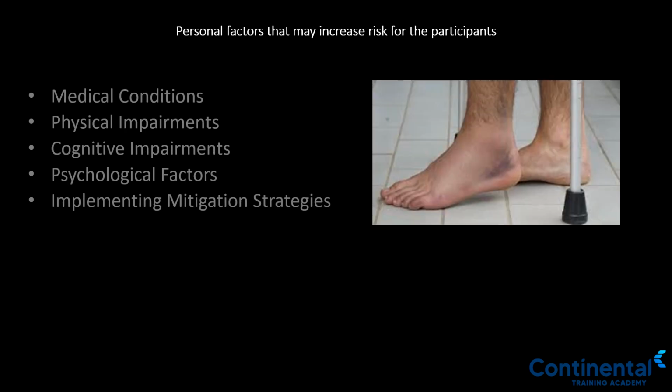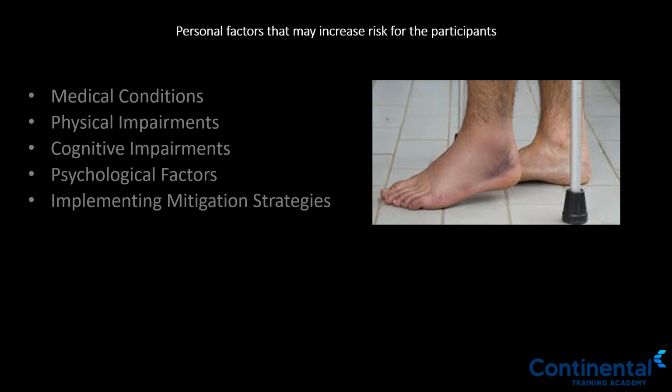Identifying personal factors that may increase risk for participants in a physical intervention training environment is critical for ensuring the safety and well-being of all involved. By recognizing these individual differences and needs, trainers can tailor the training to accommodate everyone effectively.